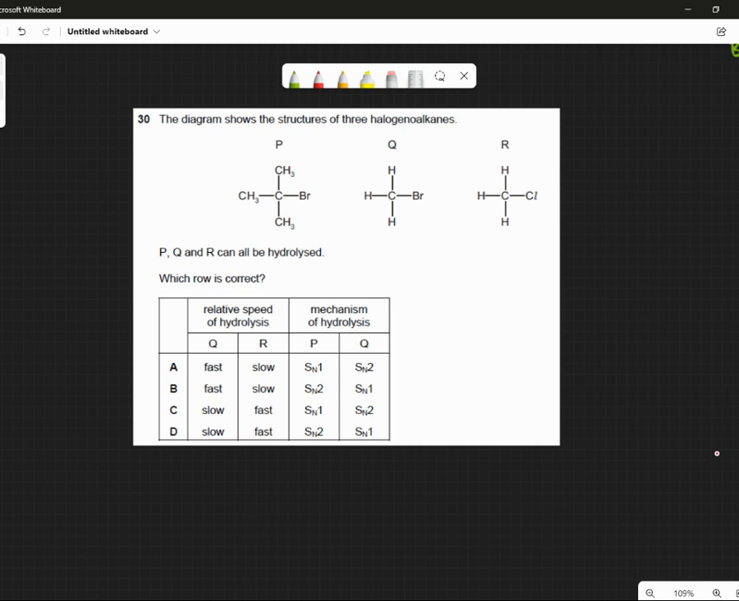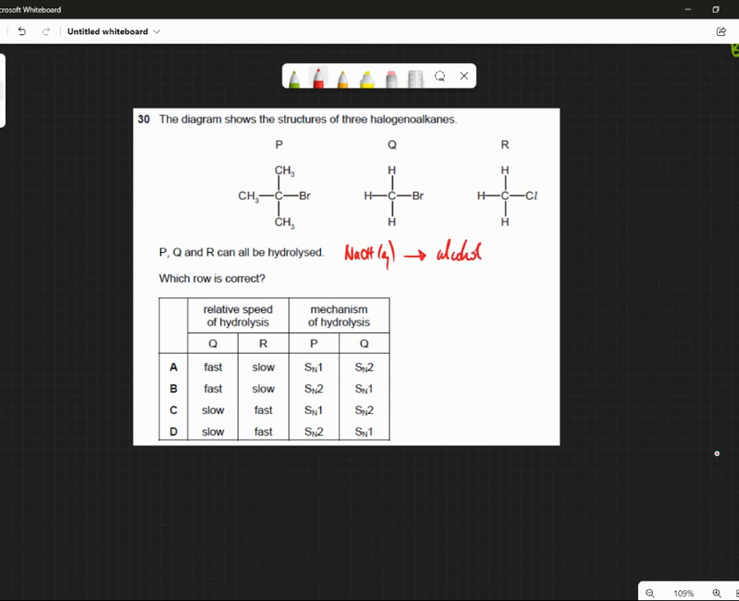Anyone know? If you don't know, IDK is fine. All right, but let's have a look. If you hydrolyze, believe it or not, we've just been talking about it. To hydrolyze these, you heat them up with aqueous sodium hydroxide, and you get the alcohol.